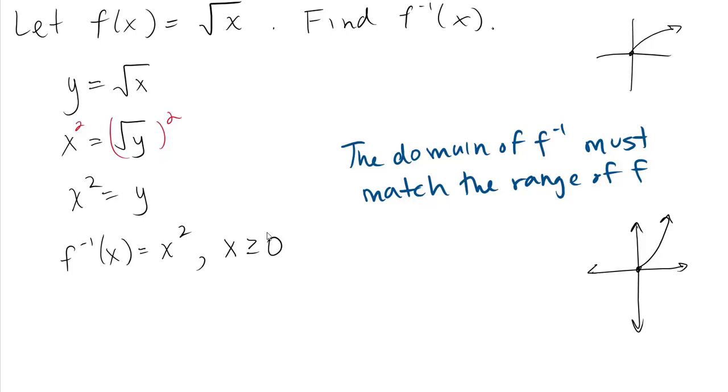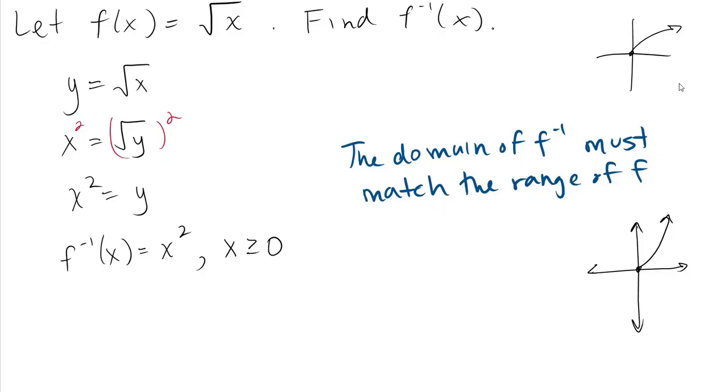Let me go through the logic one more time. The outputs of the original function must match the inputs of the inverse function. The original function only has non-negative outputs on the interval from 0 to infinity. Therefore, the inputs to the inverse function must also be restricted from 0 to infinity. We can't allow negative inputs into this function because the original function doesn't have any negative outputs.